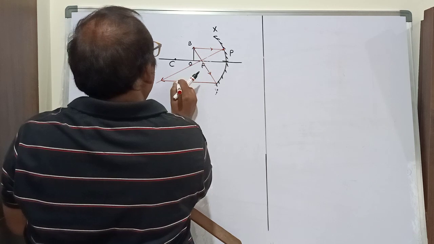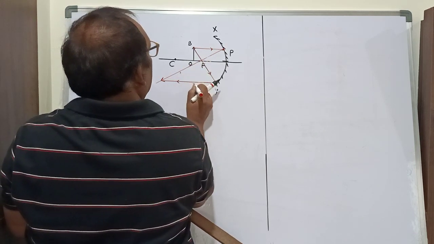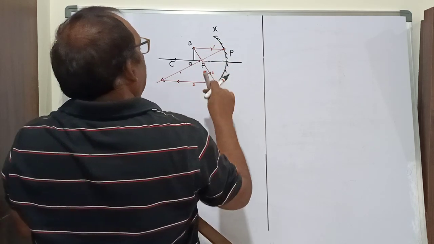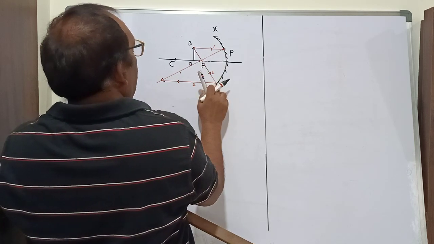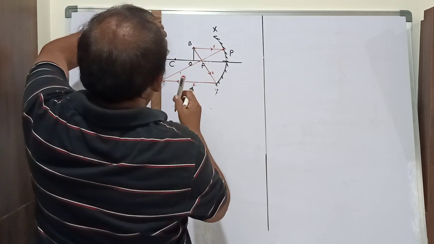So these are the two reflected light rays. This is the first reflected light ray, and this is the second reflected light ray. This is the first incident light ray, and this is the second incident light ray. A ray that is traveling through the principal focus must be reflected parallel to the principal axis. Now these two rays are converging somewhere here.